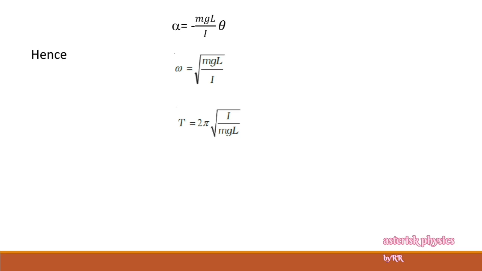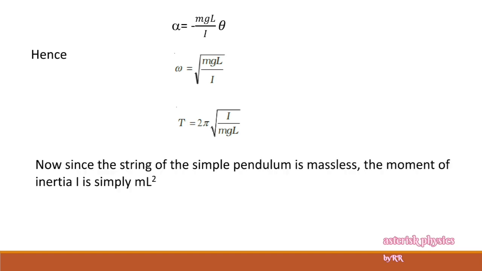Now, omega is equal to 2 pi by T, or T is equal to 2 pi by omega. Substituting, that is T is equal to 2 pi divided by root of mgL by I, we get T is equal to 2 pi root of I by mgL, where T is the time period of simple harmonic motion.